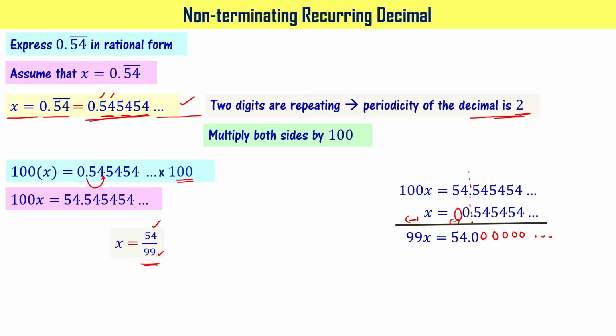Another option is you simplify it. When you simplify, both the numerator and denominator can be divided by 9, right? 6 times 9 is 54 and 11 times 9 is 99. That's why x equals 6 by 11. So to answer the question, you say the given decimal number, the non-terminating recurring decimal, that is 0.545454 and so on, which is expressed as 0.54 with a bar over it, equals 6 by 11, or otherwise you can say even 54 by 99, right?